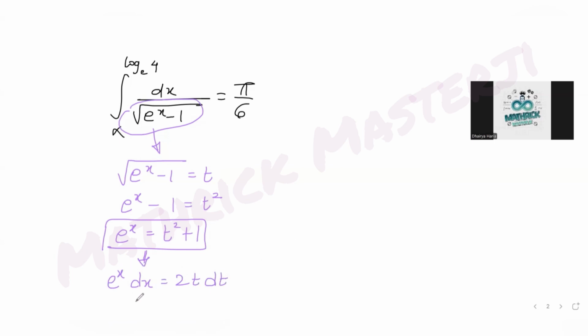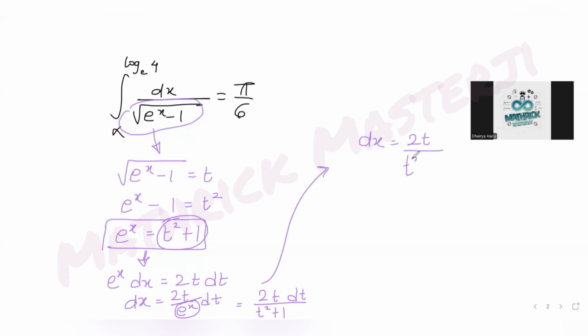Now I just want dx in terms of t. So I can write dx as 2t over e raised to x dt. Since I want to convert this also in terms of t, I can write e raised to x as t square plus 1. That gives me 2t dt divided by t square plus 1. So dx is 2t over t square plus 1 dt. That is the entire thing we have here.